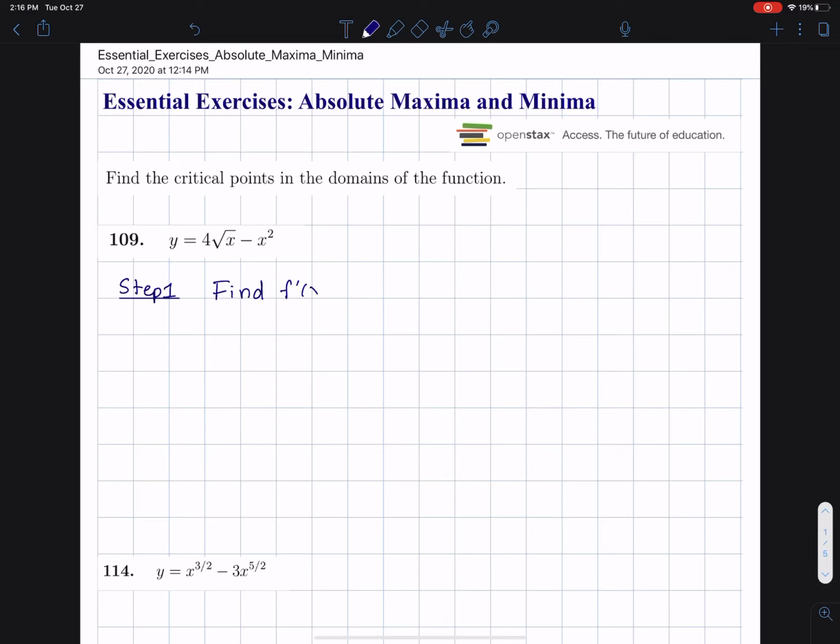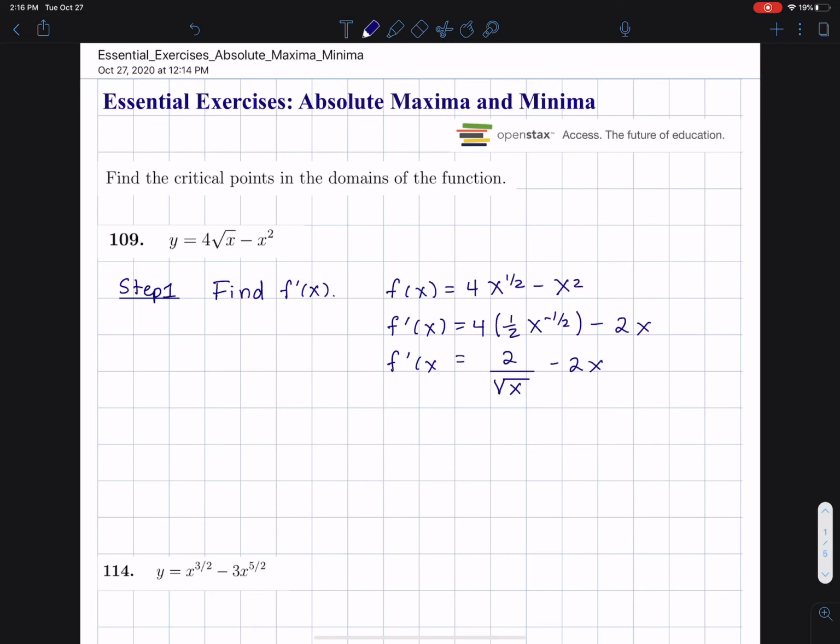So obviously, depending on the function, that could be easy or it could be difficult. So here I'm going to use the power rule, and therefore I should change square root of x into x to the 1/2. And then when I take the derivative, I use the power rule, so I have 4 times the derivative of x to the 1/2, which is 1/2 x to the minus 1/2, and the derivative of x squared is 2x. So 4 times 1/2 is 2. And then I could, if I feel like it, which I do, express x to the minus 1/2 as 1 over x to the 1/2, which in turn is 1 over the square root of x. Now, that's just step one.